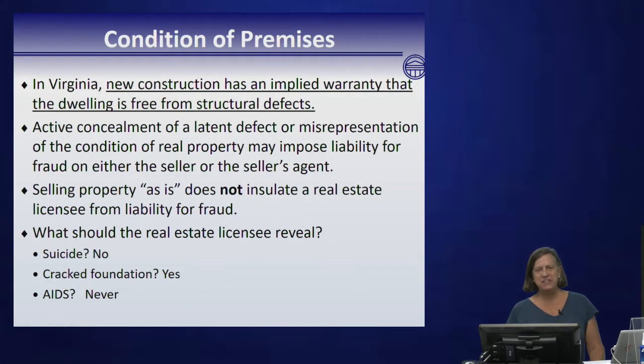All right, a couple things to note about the condition of premises. In Virginia, new construction has an implied warranty that the dwelling is free from structural defects. Other than that, you're pretty much caveat emptor, or buyer beware. However, be aware of a situation where someone has tried to conceal a defect or misrepresent the condition of the premises, because this could rise to fraud.